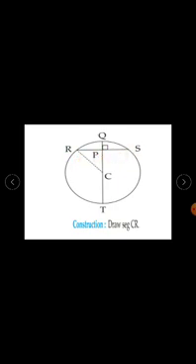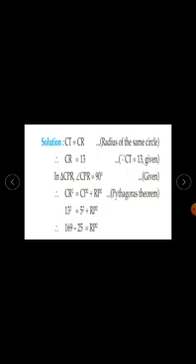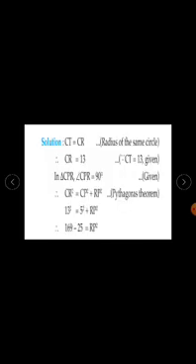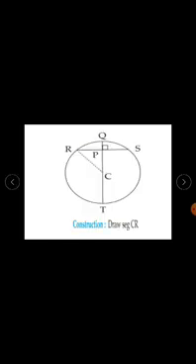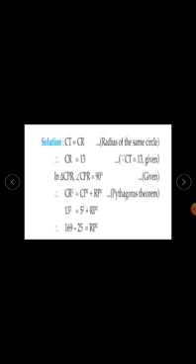There is one construction. Draw segment CR. Solution. CT equal to CR, radius of the same circle. Therefore, CR equal to 13 units because CT equal to 13 units is given.